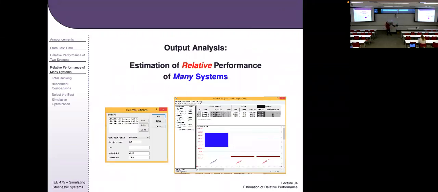This is about relative systems or relative performance. We've talked about 2 systems. How do we generalize this to more than 2 systems? So I've got 3 or more opportunities, like I've got system A, system B, and system C.